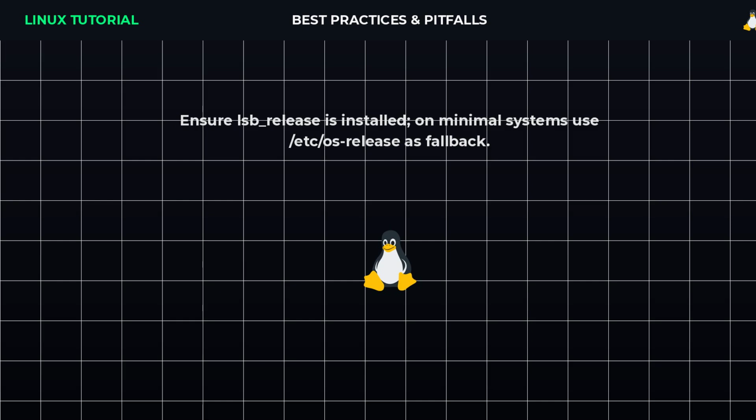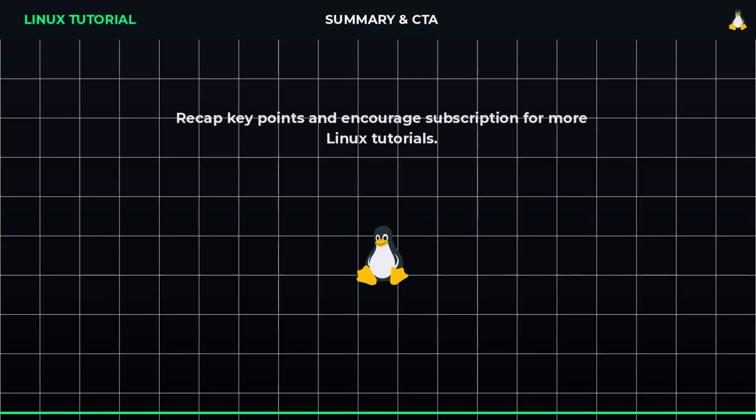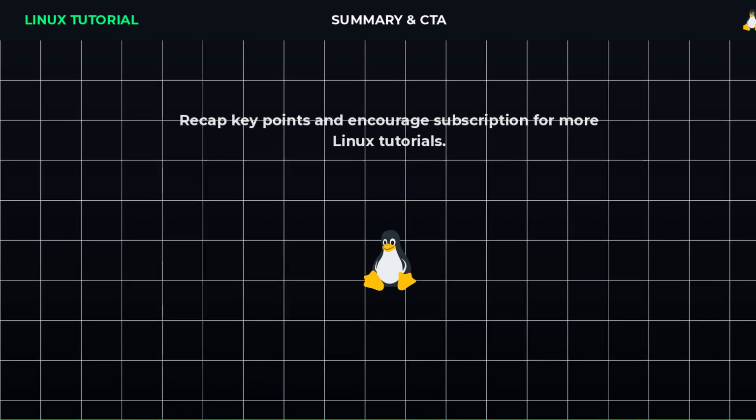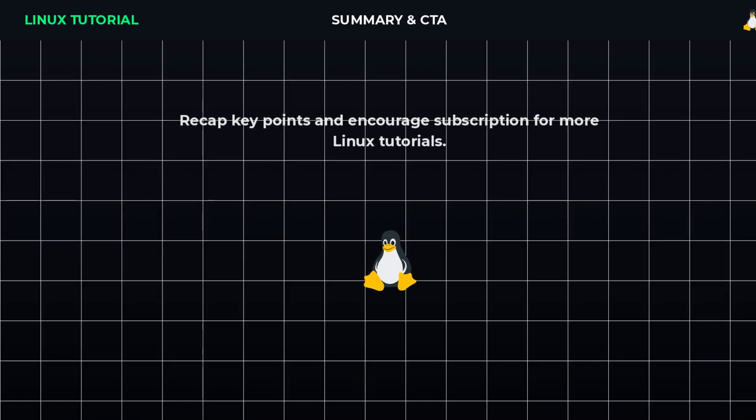Avoid relying on older commands like uname, which only reports kernel information, not the distribution name. To recap, we covered Linux's origins, the main distro families, and a quick way to identify your system with lsb_release.